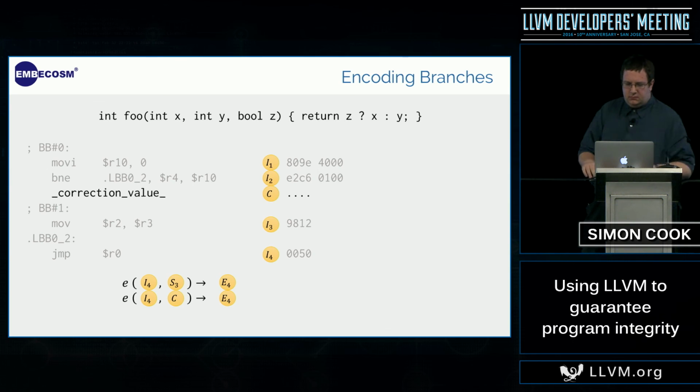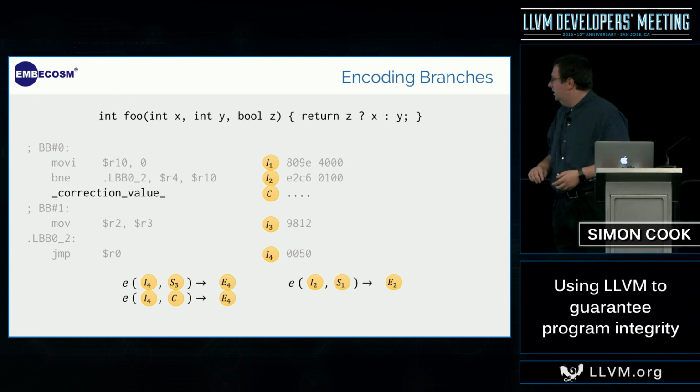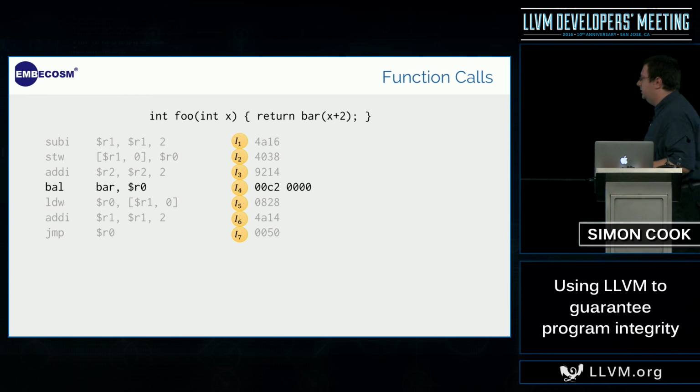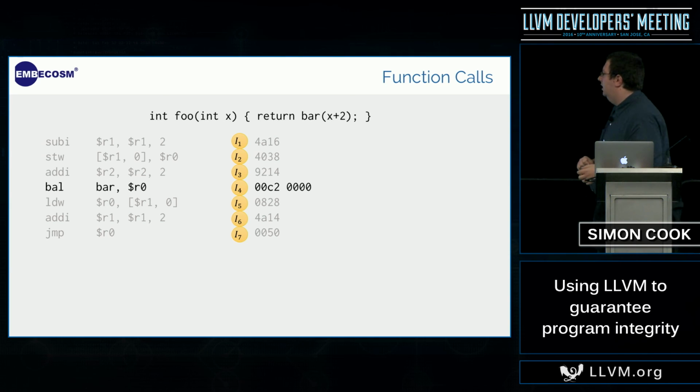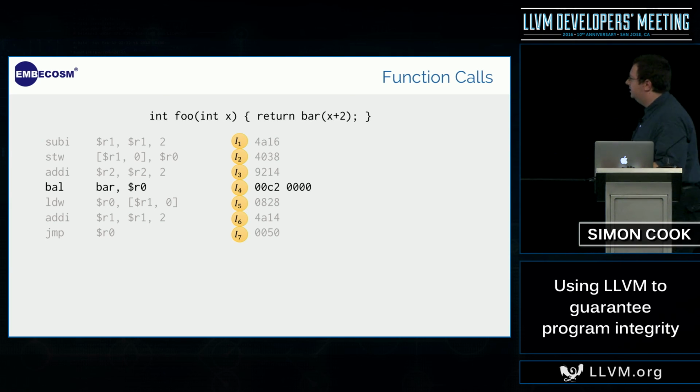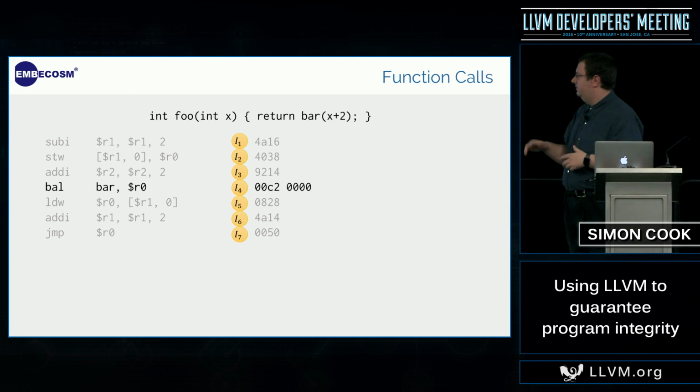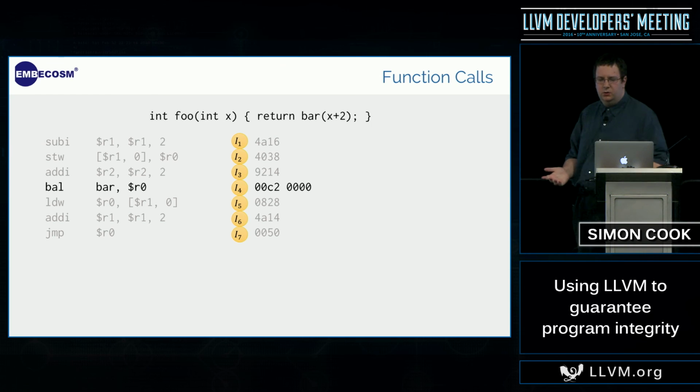Now, function calls are easy because for all intents and purposes, we can just treat this as a single basic block, because as soon as this function returns, you would have the same values as if you'd never taken this call.